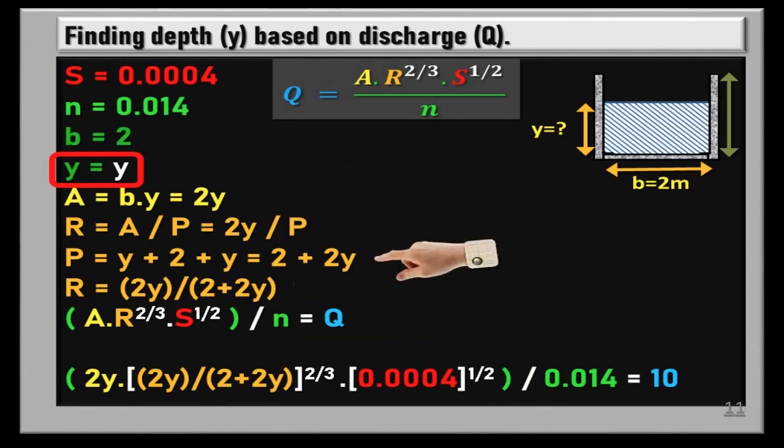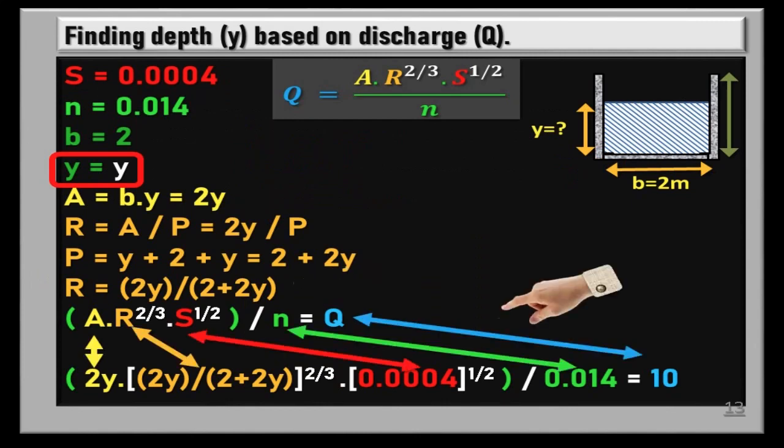The hydraulic radius R is area A divided by wetted perimeter P. Wetted perimeter for the rectangle is 2 plus Y plus Y. Thus total wetted perimeter is 2 plus 2Y. The hydraulic radius R become 2Y divided by 2 plus 2Y.